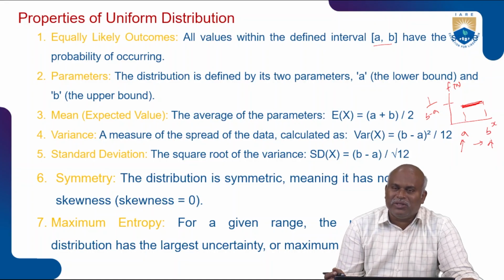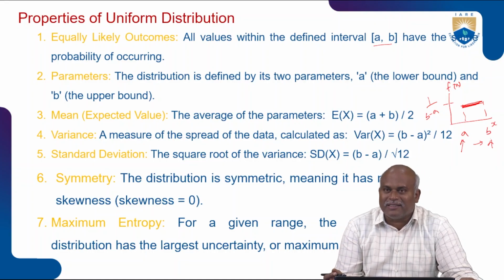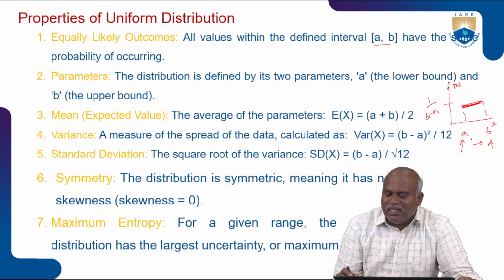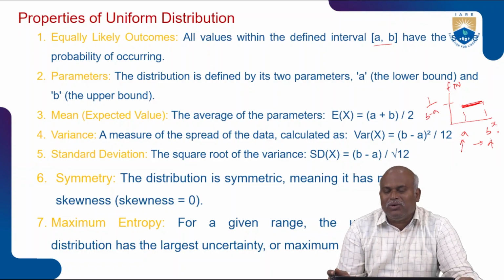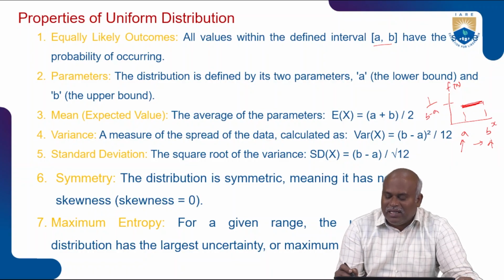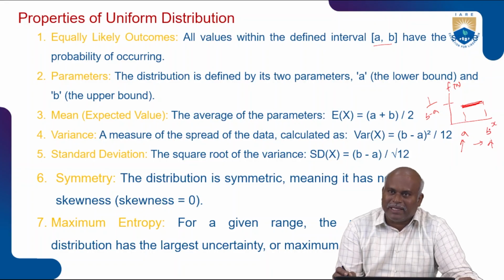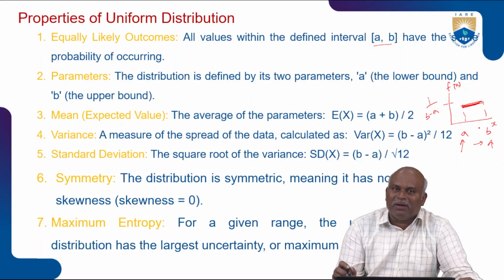The expected value symbol is E of capital X, which is equal to the average of the interval between the two. What is the interval between the two? The minimum as well as the maximum. So it is (a plus b) divided by 2.